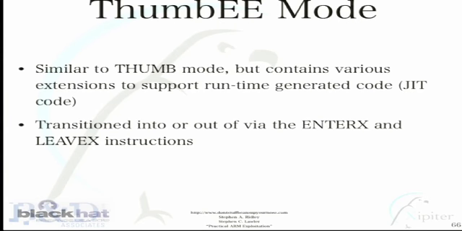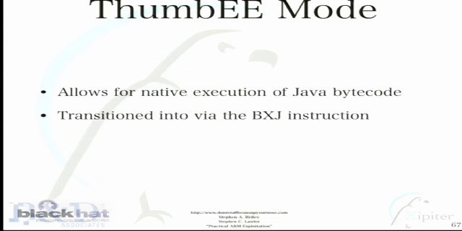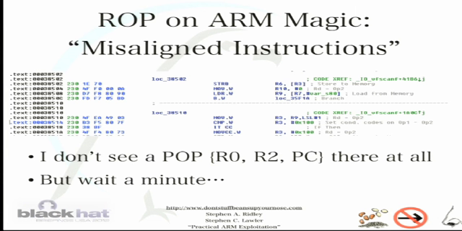Then there's another mode called ThumbEE, which is some old thing from those feature phones. There's one other mode called Jazelle mode, where ARM chips can natively execute Java bytecode. That is probably a whole interesting realm of research for someone else to do, because that would be hard.